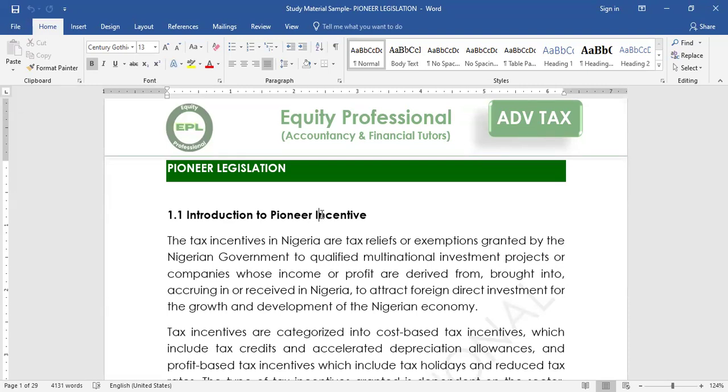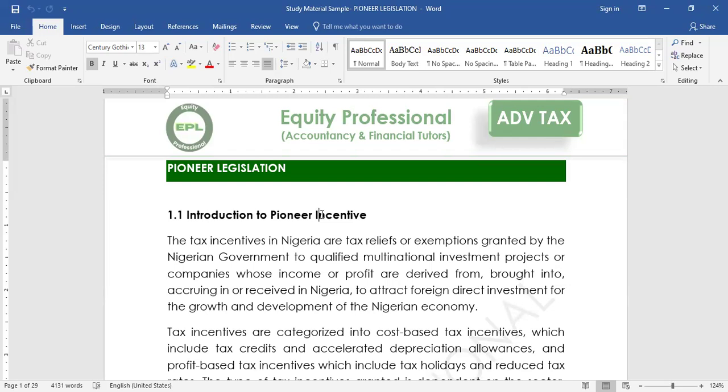This important topic is called pioneer legislation. In some textbooks, you will see they call it tax holiday.